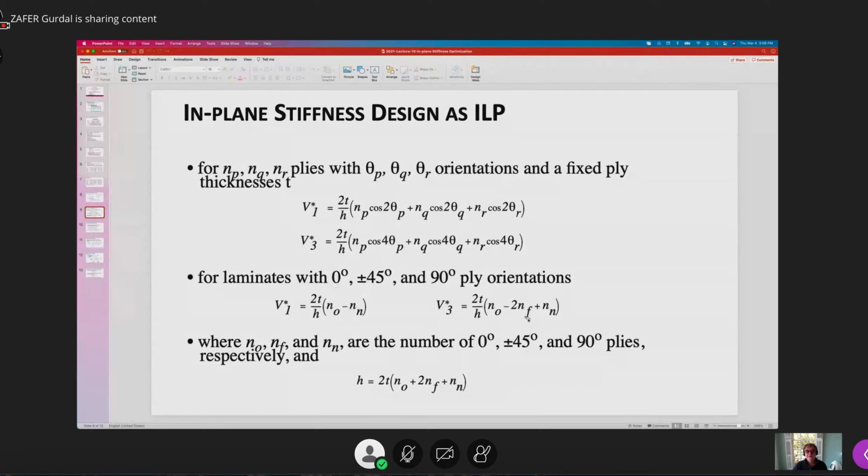And remember, N45 will always be multiplied by 2 because we're going to assume every plus orientation of 45 will come with the minus orientation together. So that balance condition will always be satisfied. Any questions so far?